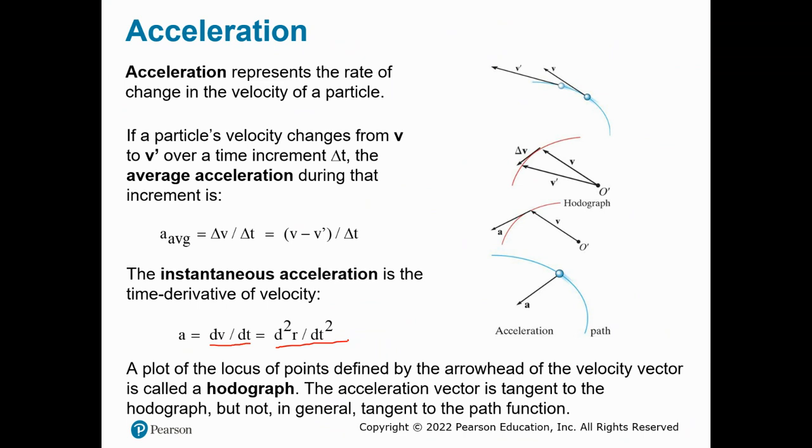And keep going. A plot of the locus of the point defined by the arrowhead of the velocity vector is called the hodograph. The acceleration vector is tangent to the hodograph, but in general not tangent to the path of the function.